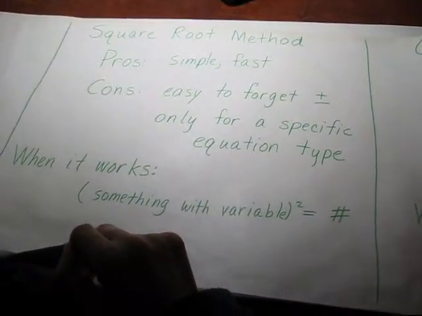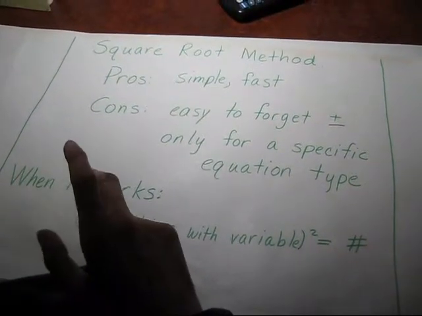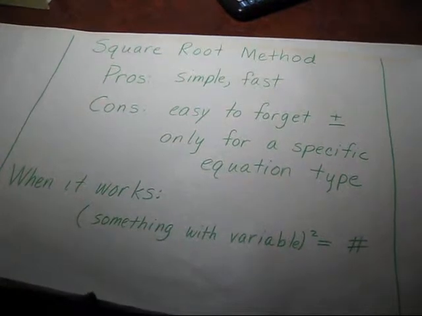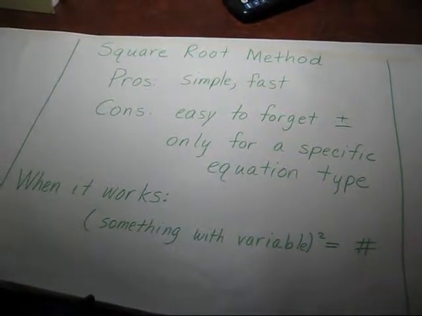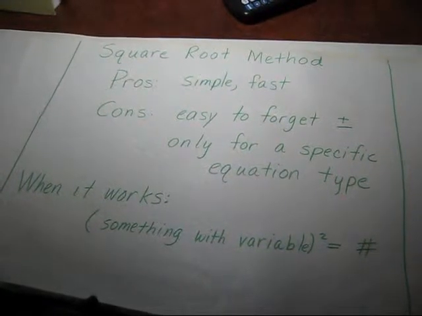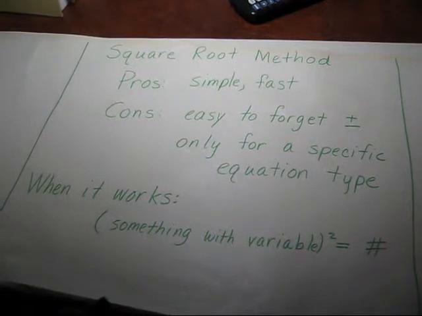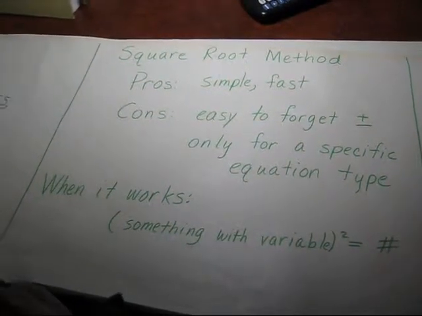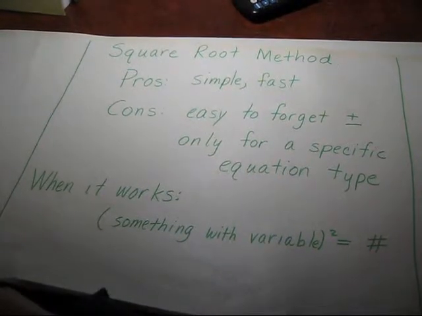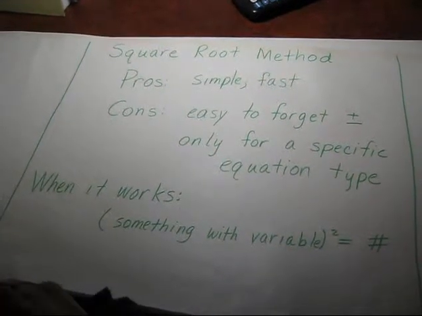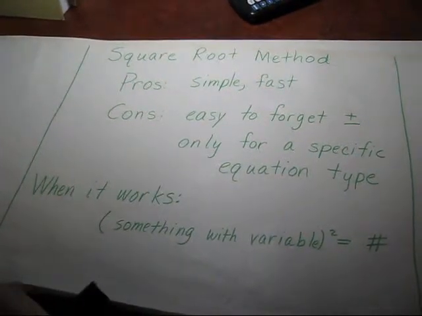Okay, the square root method's the nicest one. That's when we had, say, x squared equals 9 and x equaled plus or minus 3. It's nice, it's simple, it's fast. The cons are that it's easy to forget the plus or minus, and it's only for a very specific equation type. So when it works is when you have something with the variable, usually it'll just be the variable, squared equals some number. You might have maybe 2x plus 1 quantity squared equals a number, and you can use it then also.